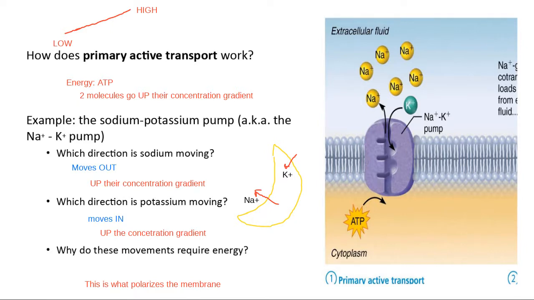And that's a good thing, because we just saw with our neuron graph, we need to be able to change the membrane charge in a specific way, the way that we want to. For us to be able to do that, we've got to be polarized first. So the sodium-potassium pump polarizes the membrane. That's the job of this one.